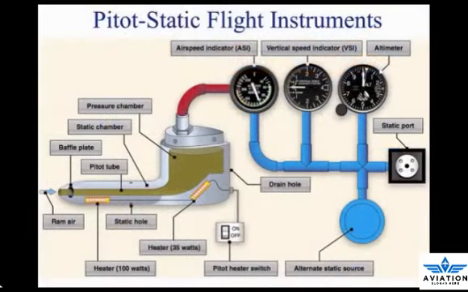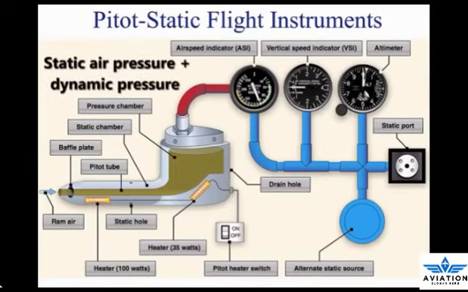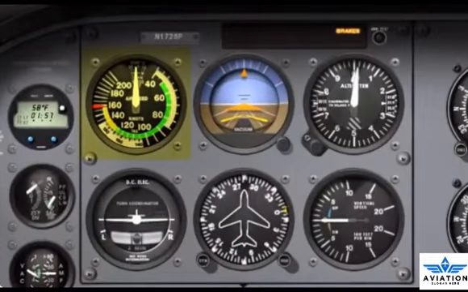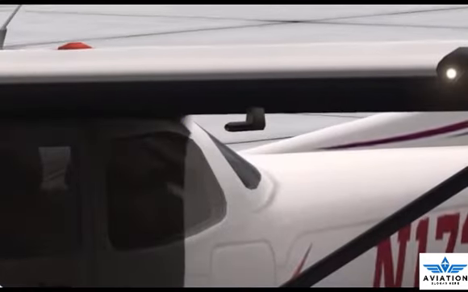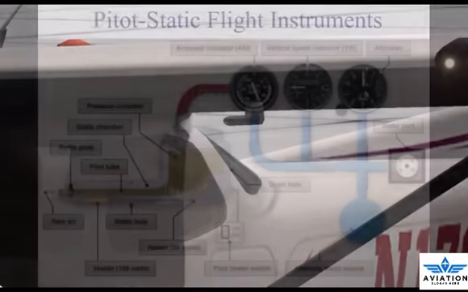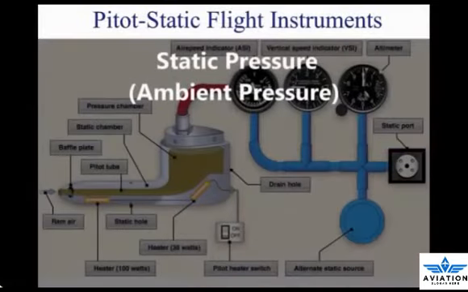The pitot-static system is a combined system that utilizes the static air pressure and the dynamic pressure due to the motion of the aircraft through the air. These combined pressures are utilized for the operation of the airspeed indicator, ASI, altimeter, and vertical speed indicator, VSI, shown above. The pitot tube is utilized to measure the total combined pressures that are present when an aircraft moves through the air. Static pressure, also known as ambient pressure, is always present whether an aircraft is moving or at rest.